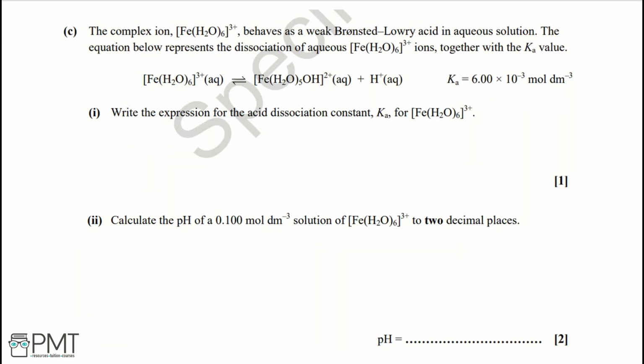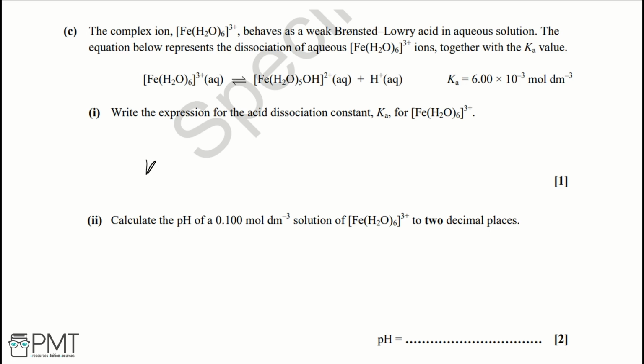Part C. The complex ion [Fe(H2O)6]3+ behaves as a weak Bronsted-Lowry acid in aqueous solution. The equation below represents the dissociation of aqueous [Fe(H2O)6]3+ ions together with the Ka value. Part 1. Write the expression for the acid dissociation constant, Ka, for [Fe(H2O)6]3+.